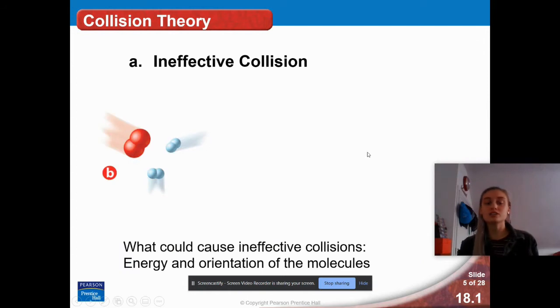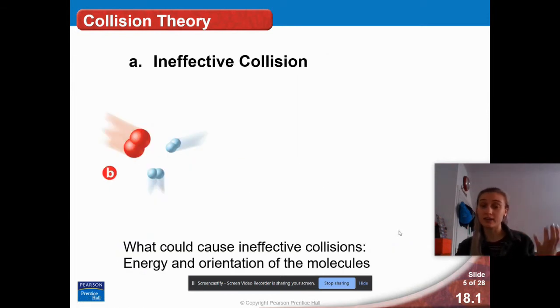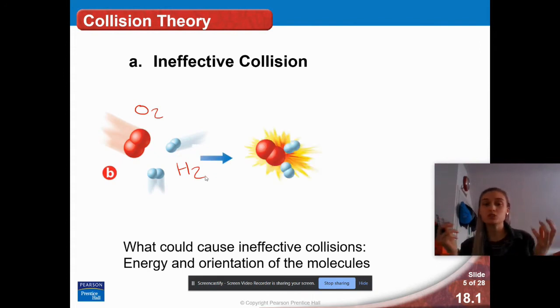And so this, if you look, is called an effective collision, because we had enough energy and we made something new. But here, this would be an example of an ineffective collision. And remember, ineffective means it doesn't work. So in this ineffective collision, we have our O2 and our H2s, and when they bump into each other, they don't have enough energy, or the orientation of the molecules is not right.